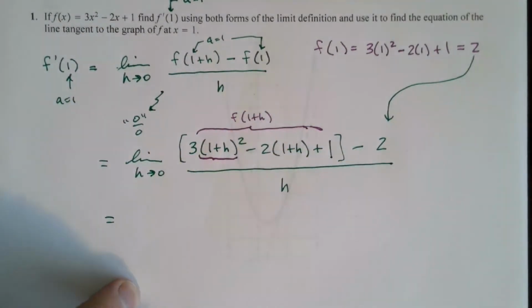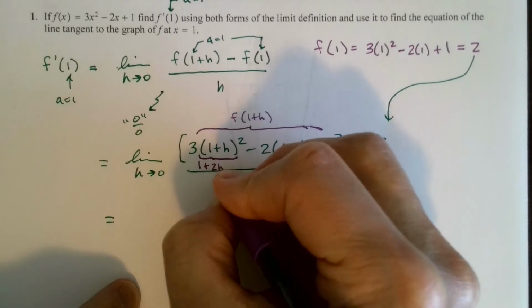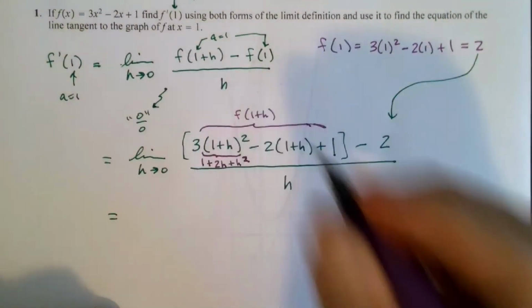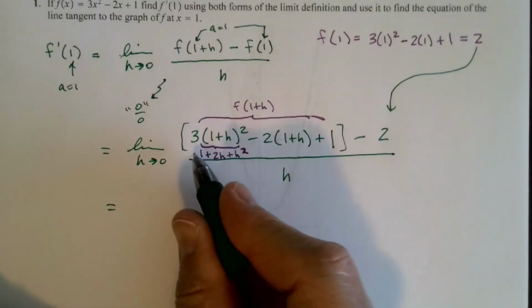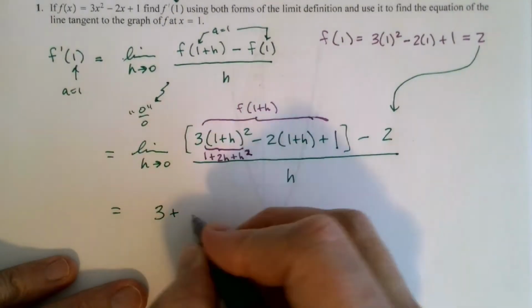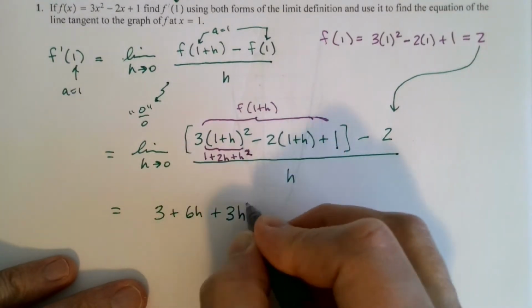Am I going to get 1 plus h squared? No. Everyone should know by this time I get 1 plus 2h plus h squared. So be real careful there. When I distribute that 3 through, then I get 3 plus 3 times 2, 6h plus 3 times h squared.